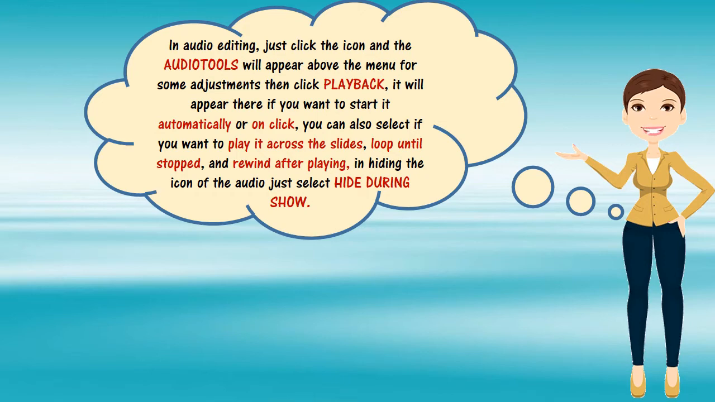In audio editing, just click the icon and the audio tools will appear above the menu for some adjustments, then click Playback. It will appear there if you want to start it automatically or on click. You can also select if you want to play it across the slides, loop until stopped, and rewind after playing. To hide the icon of the audio, just select Hide During Show.